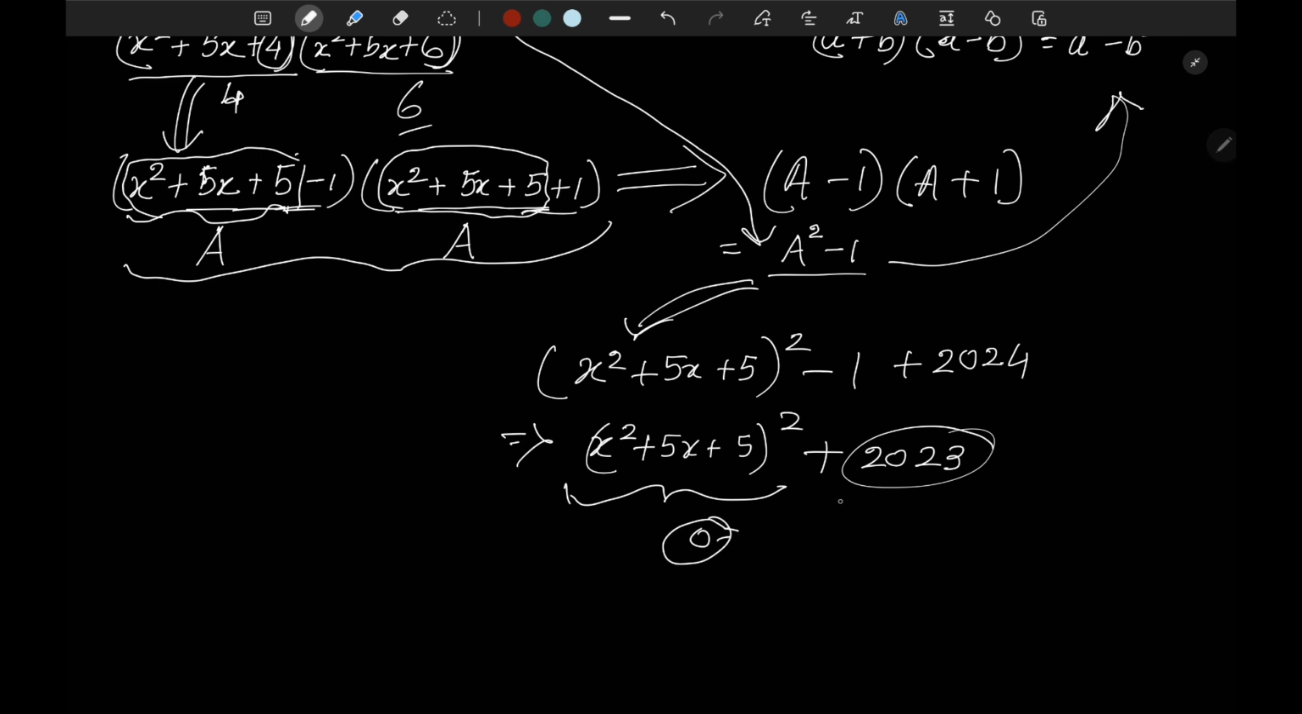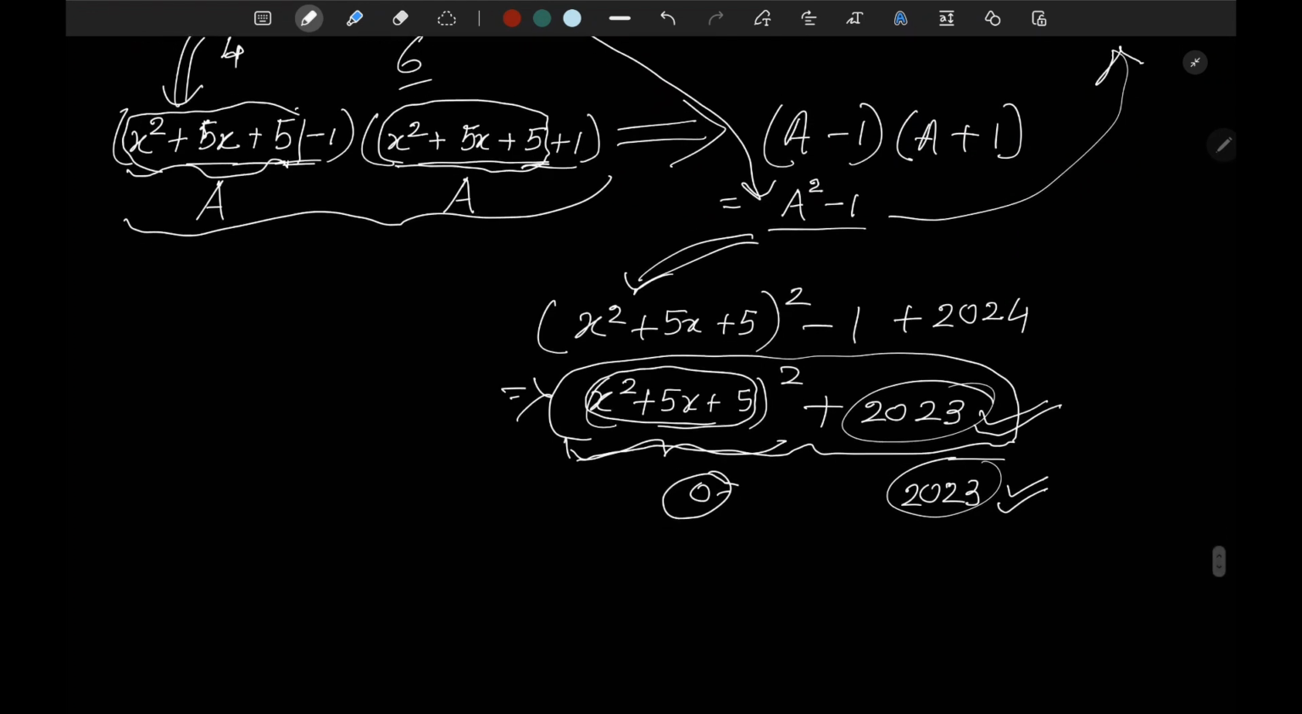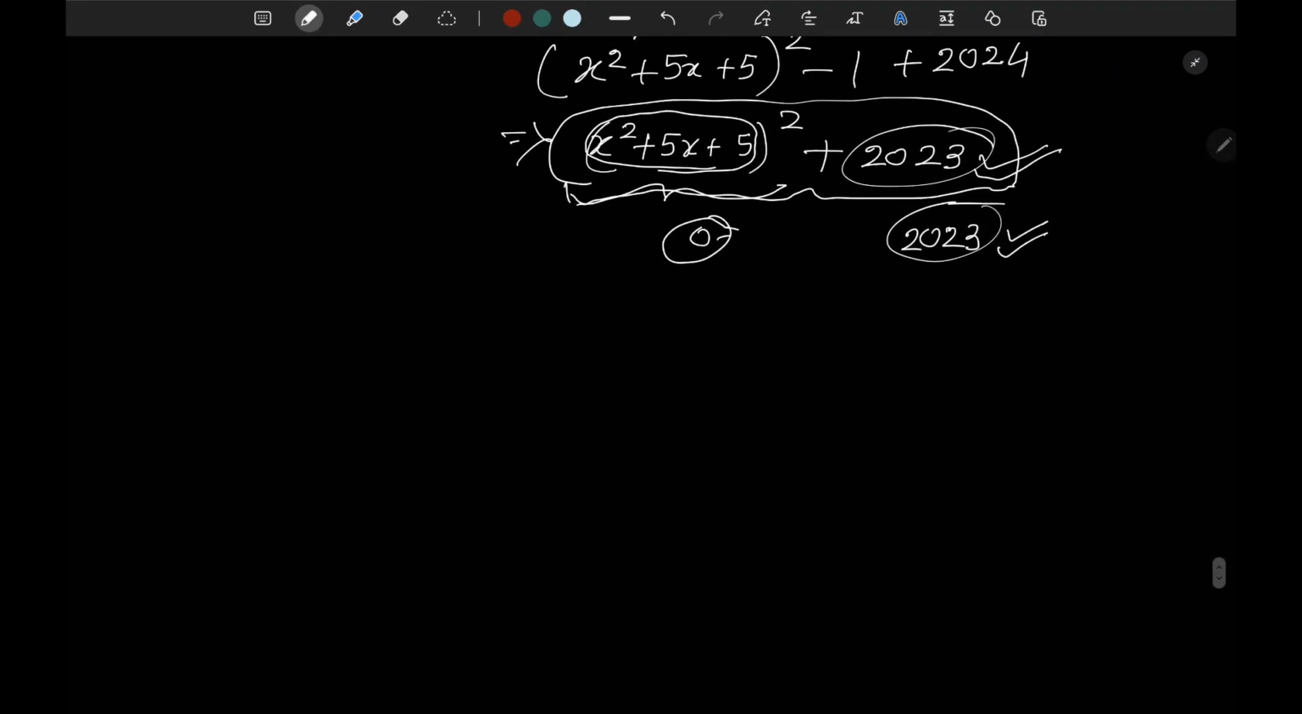So in any case, you cannot get a value of this expression less than 2023. Only if this term becomes 0, you will get 2023. Otherwise, it will always be greater than or equal to 2023. So 2023 is the answer to your question. That is the minimum value of the given expression. Okay. Now let's try to generalize this and derive a shortcut, if possible, from this particular problem.